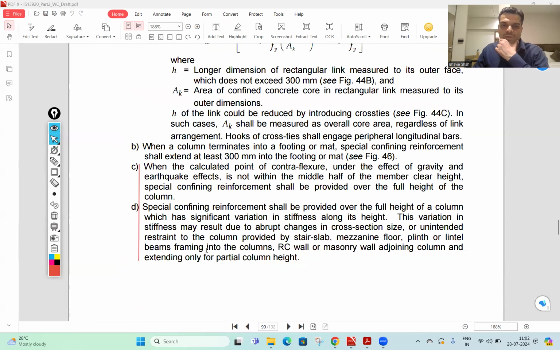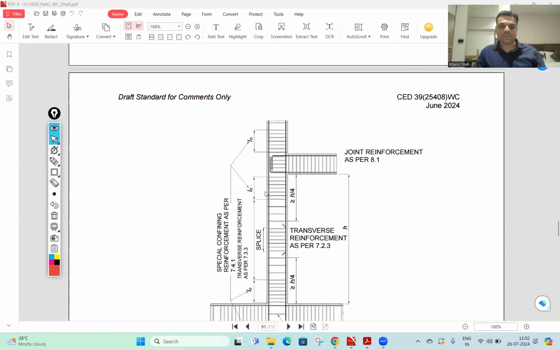Okay, when the calculated point of contraflexure under the effect of gravity and earthquake effects is not within the middle half of the member or clear height, the special confining reinforcement shall be provided over the full height of the column. I think this clause is also there in the published standard. Right.